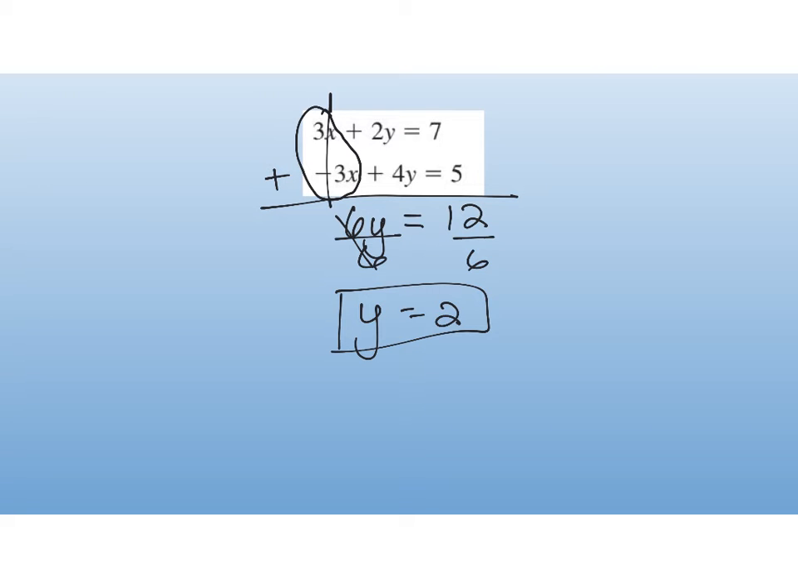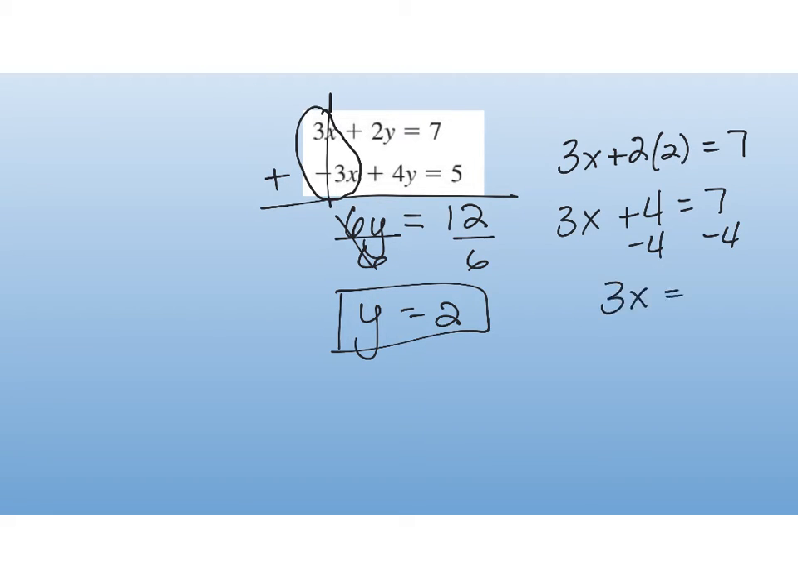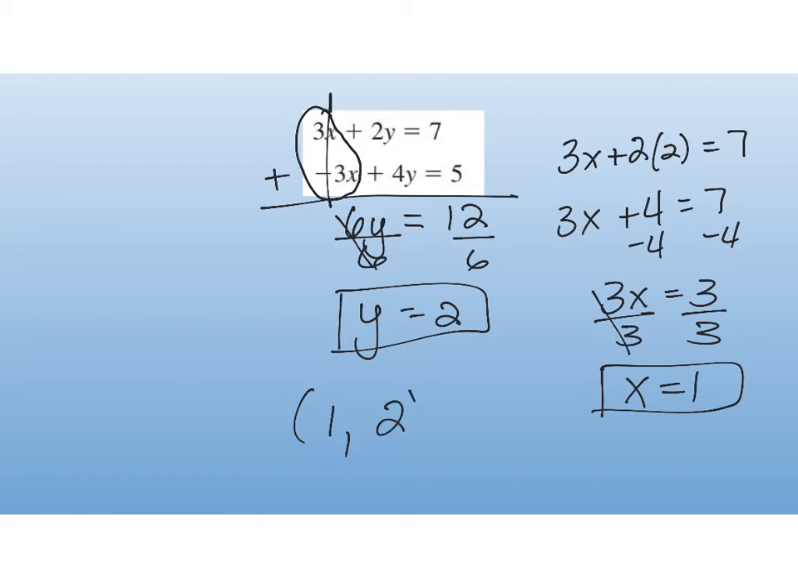So now I'm going to take an equation. Again, it doesn't matter. Out of habit, I always use the first one. But if I have negatives, I avoid it. You know, it just depends on your preference. So here we have 3x plus 2 times 2 equals 7. So 3x plus 4 equals 7, minus 4. So 3x equals 3. I divide by 3, so x equals 1. So our solutions are x equals 1, y equals 2, or (1, 2).